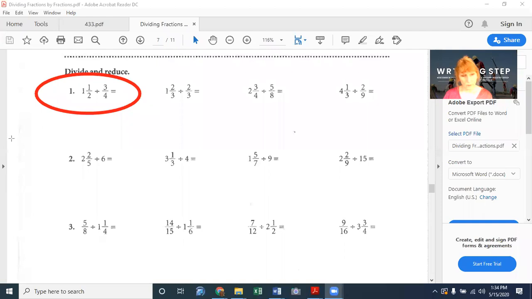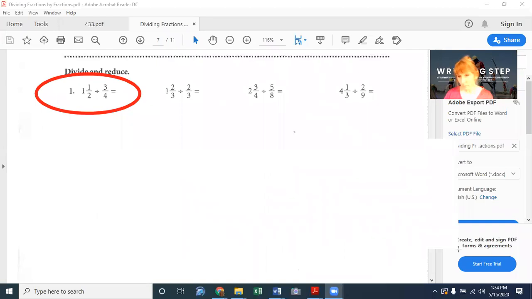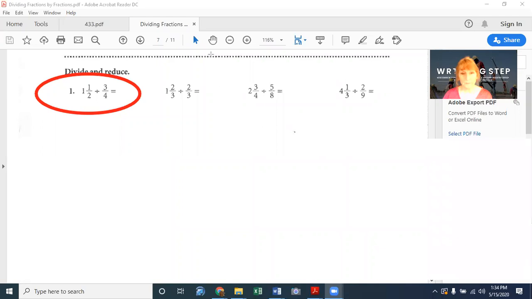And you probably already figured out what they are because they're just like they were for the multiplying packet. The division and multiplication of fractions is very, very similar. So 1 1/2, we're going to rewrite 1 1/2 as an improper fraction. Remember, it's whole number times the bottom plus the top. So 1 times 2 plus 1, it's 2 plus 1 is 3. So the first fraction is going to become 3/2.